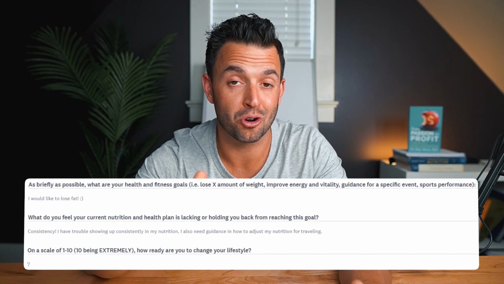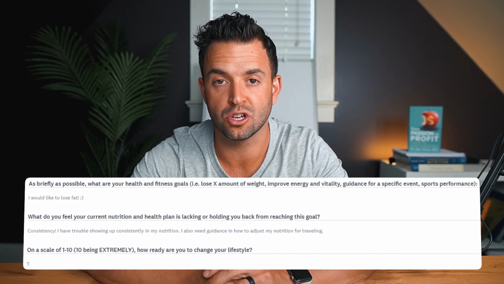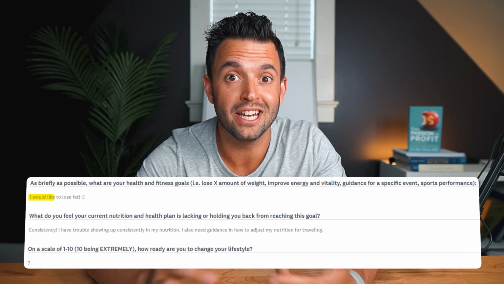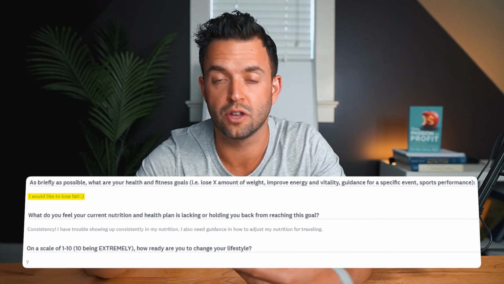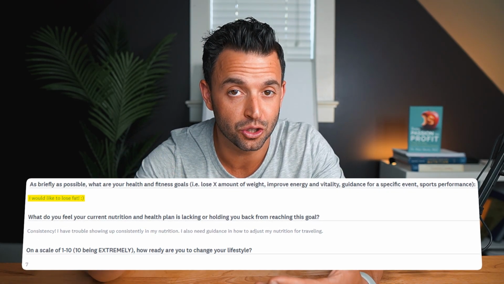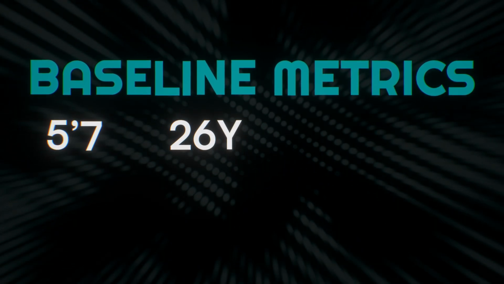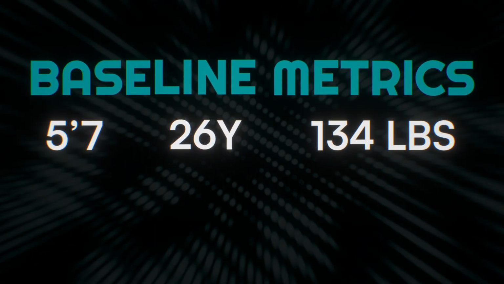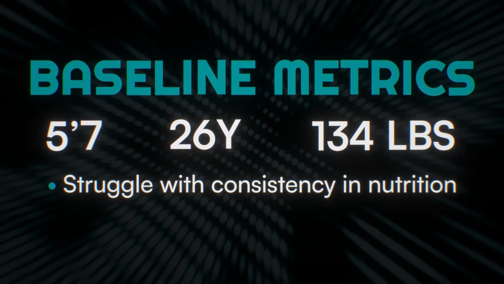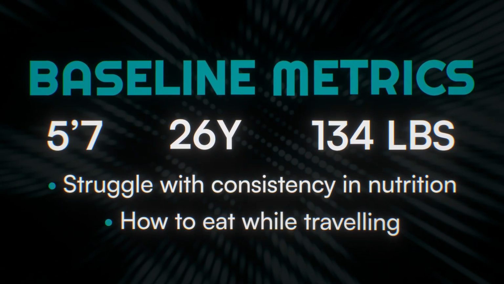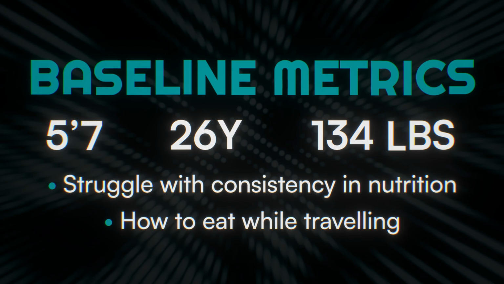Here's what I gathered from her intake form about what she wants to accomplish. Okay, so based on her intake form and her specific goals, the first thing that she said is, I really want to lose fat. I also got some baseline metrics about her. She's 5'7", she's 26, she's 134 pounds currently. She also mentioned struggling with consistency in her nutrition, and she wanted some strategies to put into action while she's traveling. This is the perfect client to show you how to set up a weight loss plan.